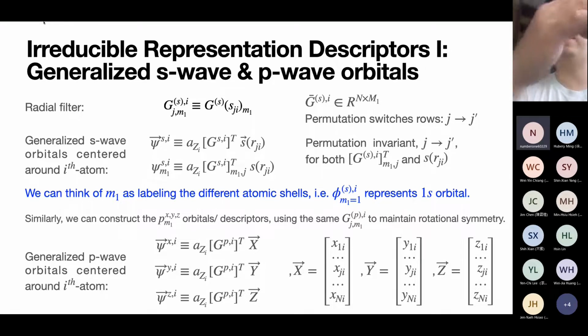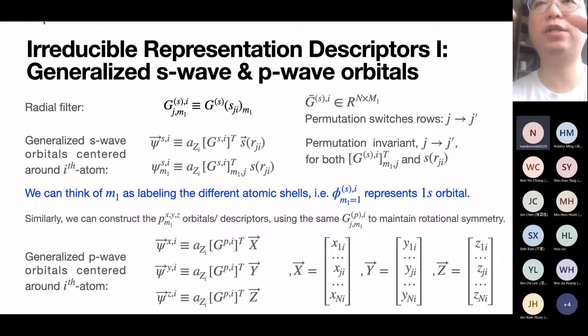What I wrote here is basically the vector form, and then what are the individual matrix or vector entries. That's just math. Okay, and then this S-wave orbital is again permutation invariant, because when we switch J and J prime, both the matrix G and S of R flip sign. So at the end of the day, this S wave orbital is invariant to flipping J and J prime.